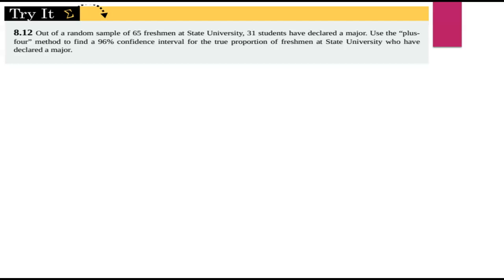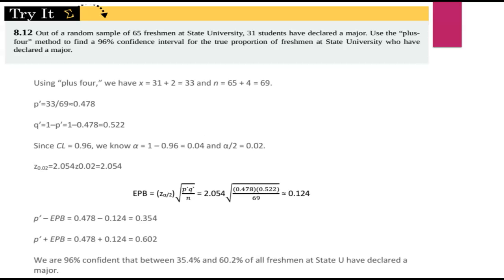8.12. Out of a random sample of 65 freshmen at State University, 31 students have declared a major. Use the +4 method to find a 96% confidence interval for the true proportion of freshmen at State University who've declared a major. Using the +4 method, we have x is 31 plus 2 equals 33, and n is 65 plus 4, which is 69. So p prime will be 33 over 69, or 0.478. Q prime will be 0.522.